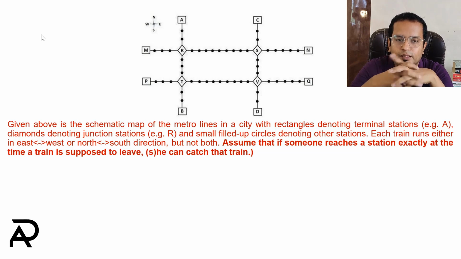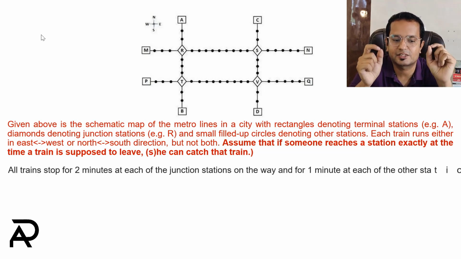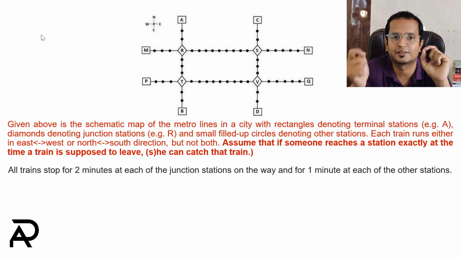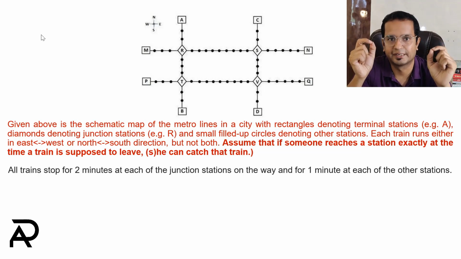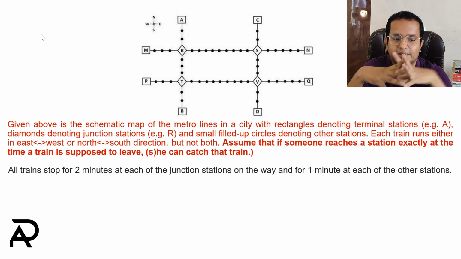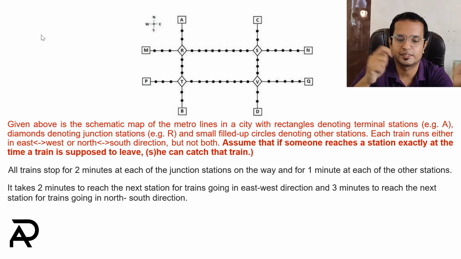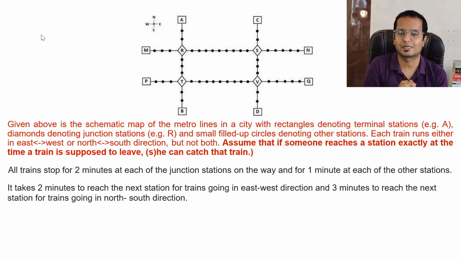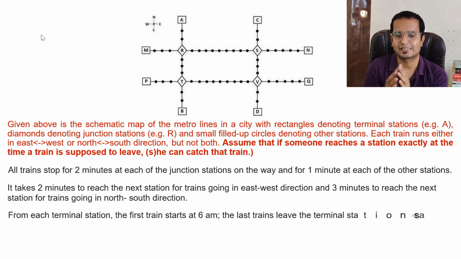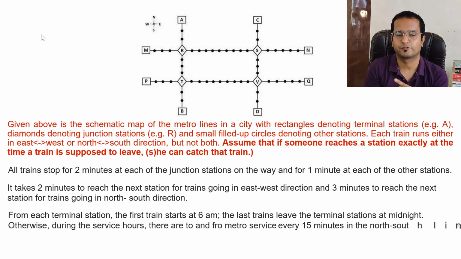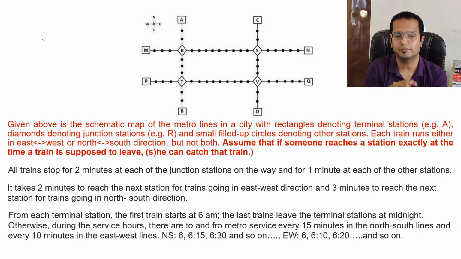Moving further, information like this: every train stops 2 minutes at a junction and 1 minute at other stations. This has numeric values. Look at the next one. 2 minutes to reach the next station in the east-west direction, and 3 minutes in the north-south. This again is numeric information. From each terminal station, the trains start at 6 a.m. and end at midnight, and in the to-fro journey, there is a next train every 15 minutes in the north-south line and every 10 minutes in the east-west line. Again, this contains numeric information.